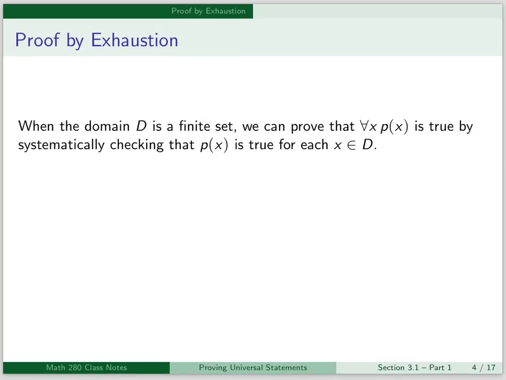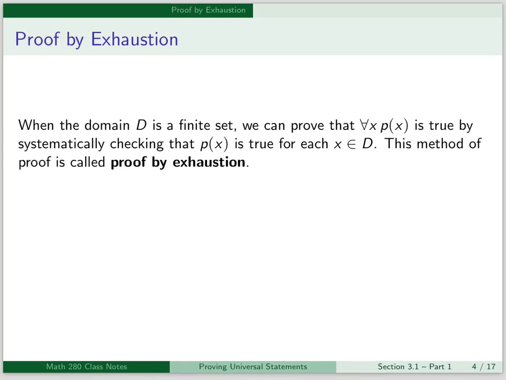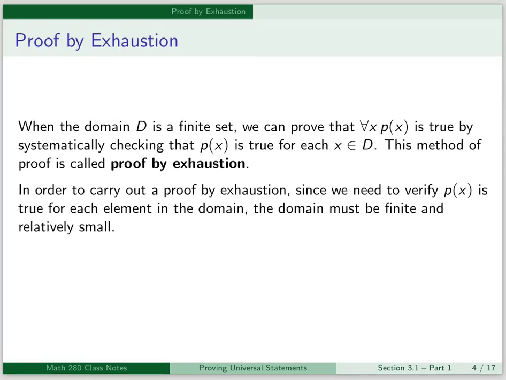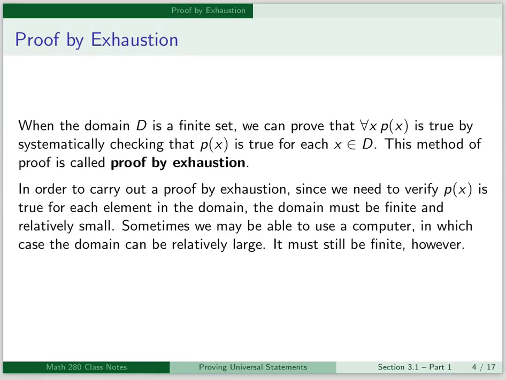When the domain D is a finite set, we can prove that for all x P of x is true by systematically checking that P of x is true for each x in D. This method of proof is called proof by exhaustion. In order to carry out a proof by exhaustion, since we need to verify P of x is true for each element in the domain, the domain must be finite and relatively small. Sometimes we may be able to use a computer, in which case the domain can be relatively large. It must still be finite, however. We'll start with two examples of proofs by exhaustion.